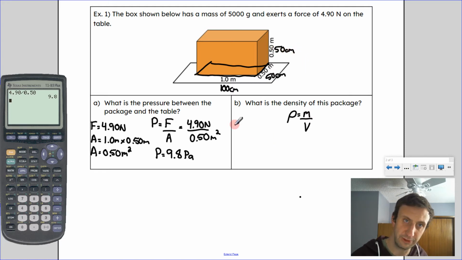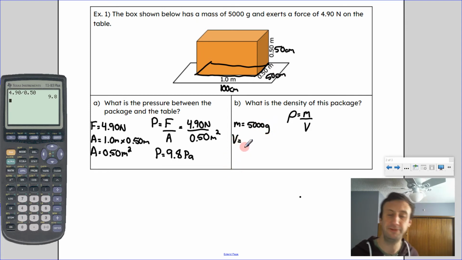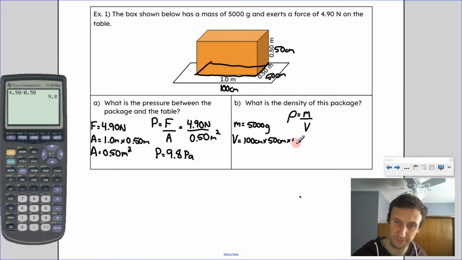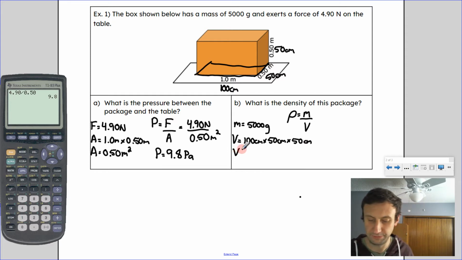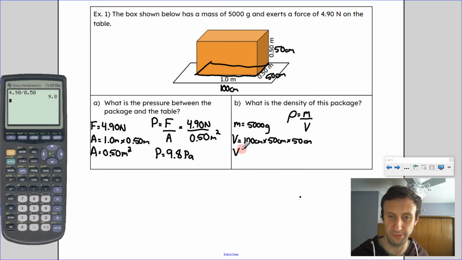So my mass is really easy. That I've just got. It's right in the question. Mass of 5,000 grams. Okay, my volume is trickier because I have to take the width times the depth times the height, and that will give me my volume. So I have 100 centimeters multiplied by 50 centimeters multiplied by 50 centimeters. So my volume is going to be 250,000 here, I believe.